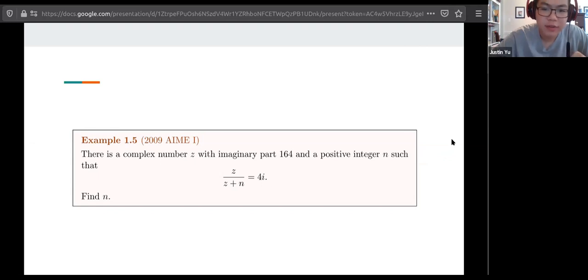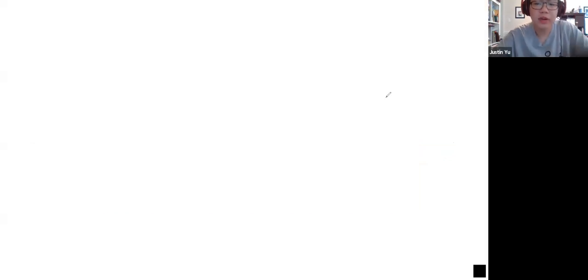All right, so hopefully you've had some time to think about this. I'm going to switch over to the whiteboard now, and I will rewrite the equation. So z over z plus n is equal to 4i. Now, what do we know about z? That's the first question.